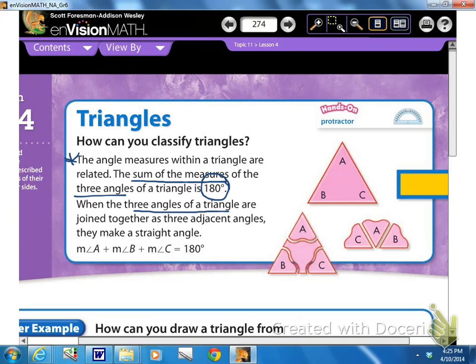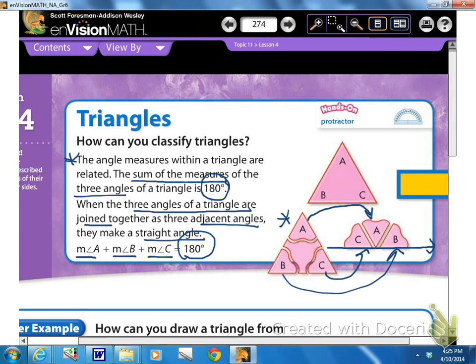When the three angles of a triangle are joined together as three adjacent angles, meaning they are side by side, sharing a side, they make a straight angle. So the measure of angle A plus the measure of angle B and the measure of angle C equal 180 degrees. If I took A and put it down like this, and put angle C beside it here and angle B over here beside that, I've made a straight angle, because look, here's my straight line, and I have a 180 degree angle, which is why if you add up any triangle, angle A plus angle B plus angle C, you're going to get 180 degrees.